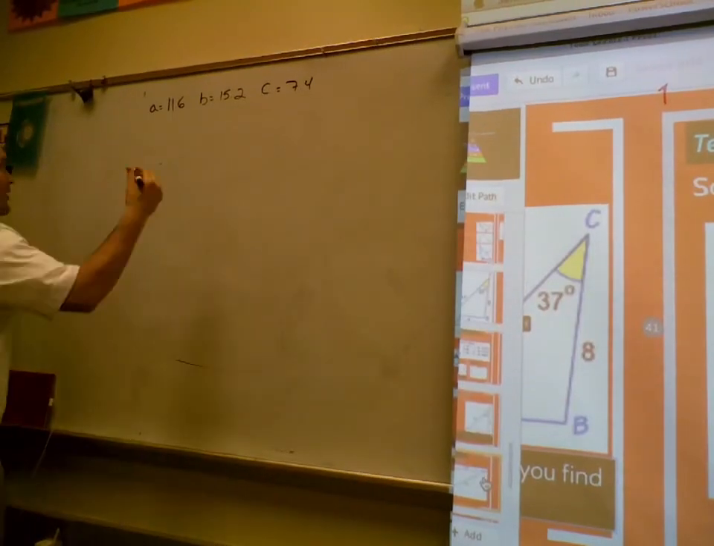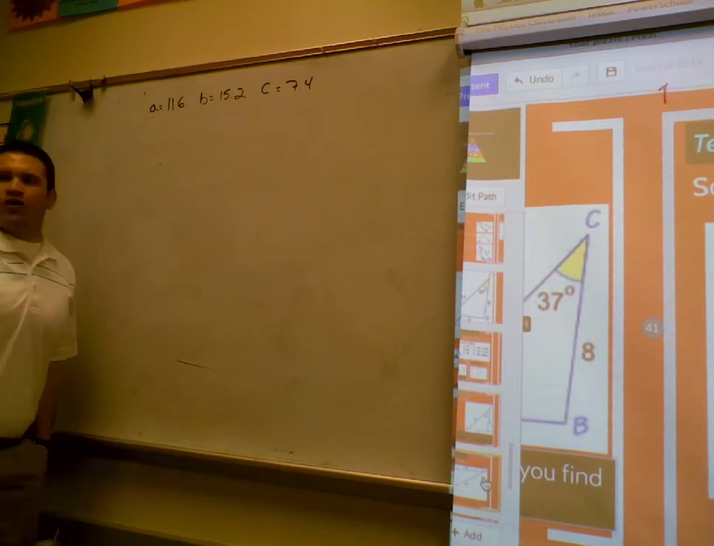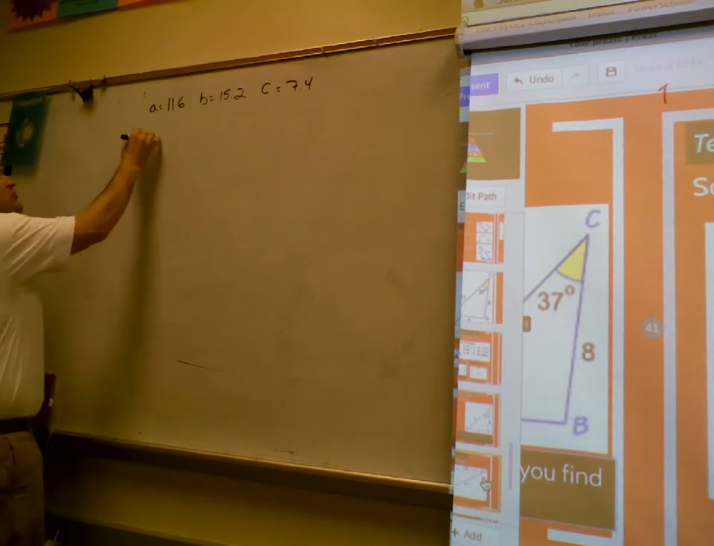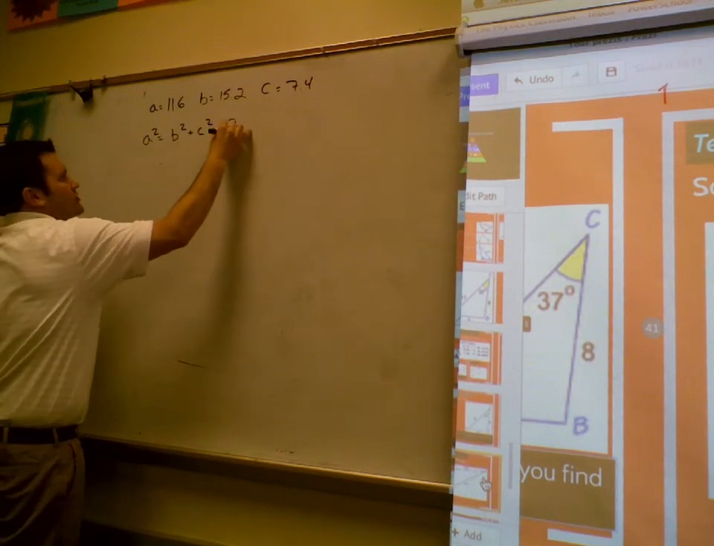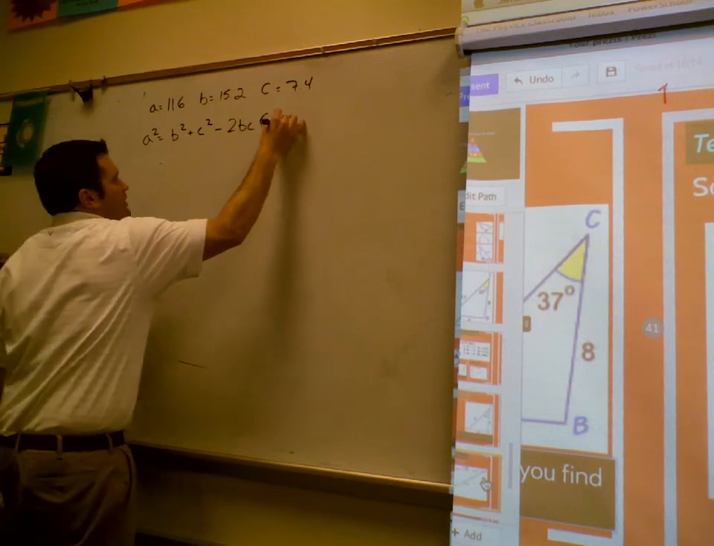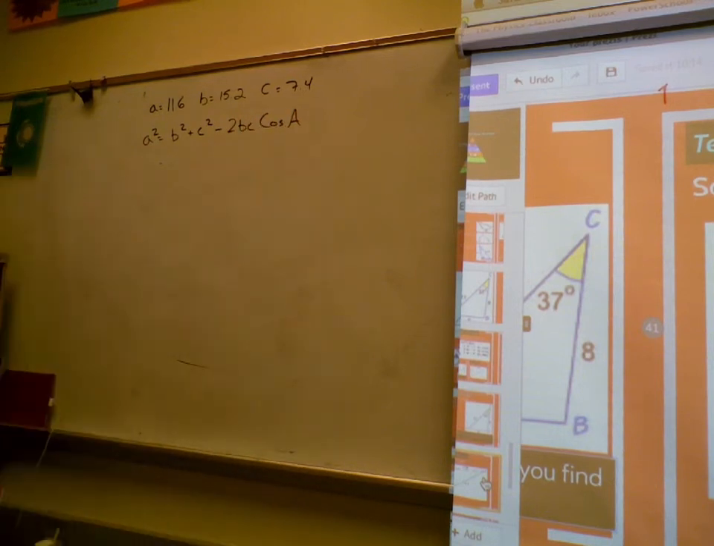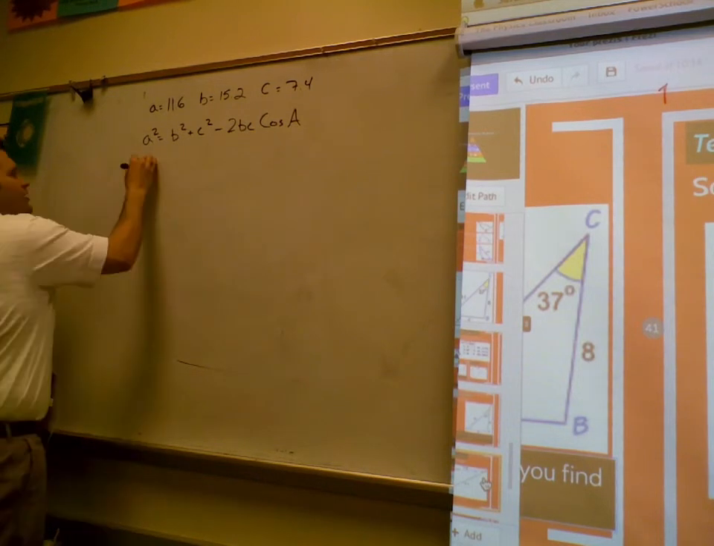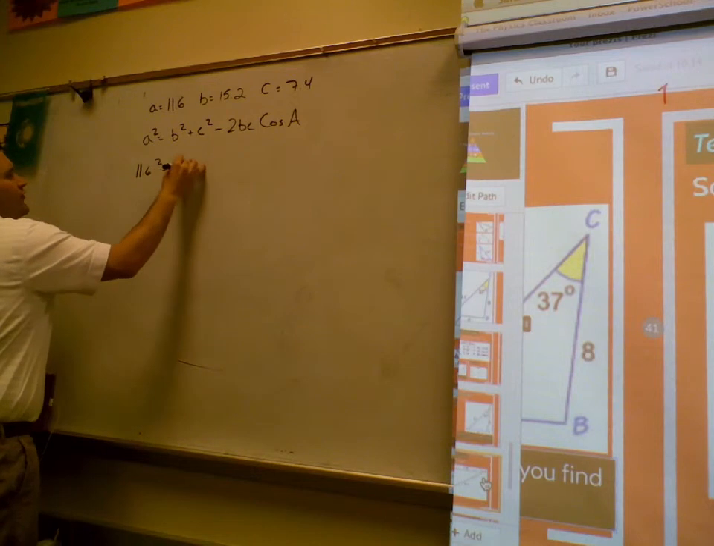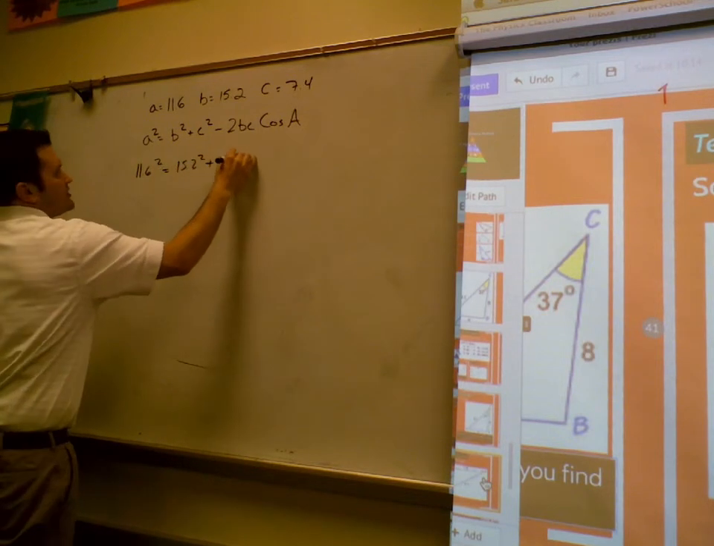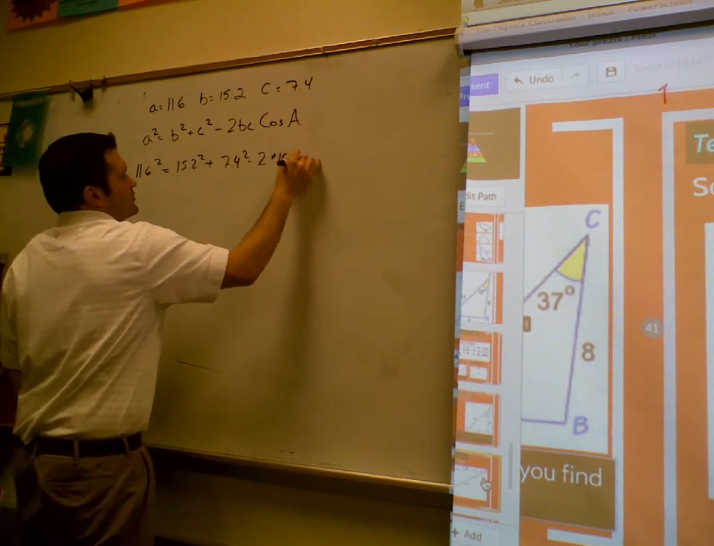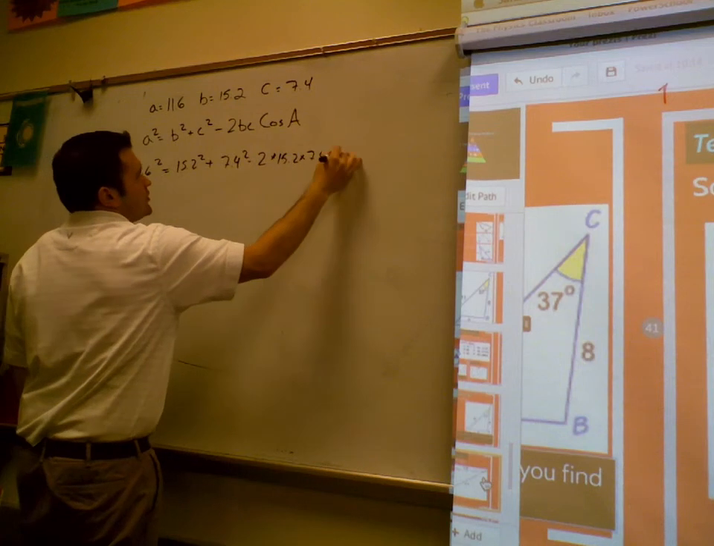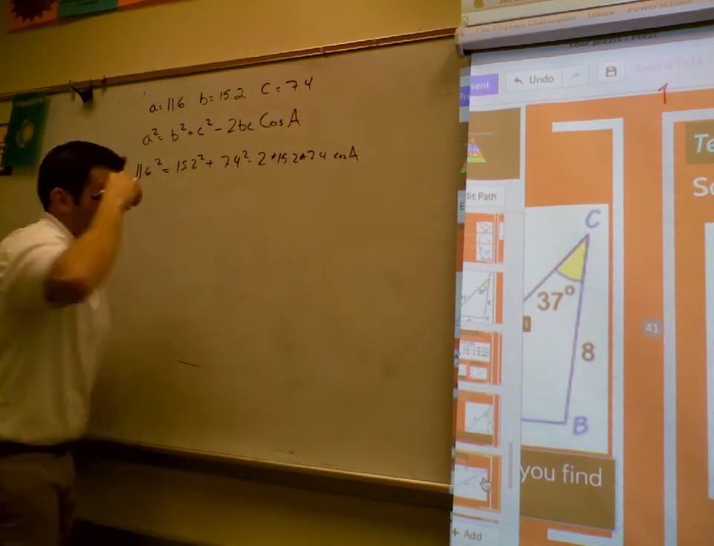Yes. Okay. If I'm going to find A, the only law of cosines that has A in it is this one. A squared equals B squared plus C squared minus 2BC cosine big A, right? That's the only one that has A in it. Okay, we don't have big A, but we have everything else. So I can plug in 11.6 squared equals 15.2 squared plus 7.4 squared minus 2 times 15.2 times 7.4 cosine A.